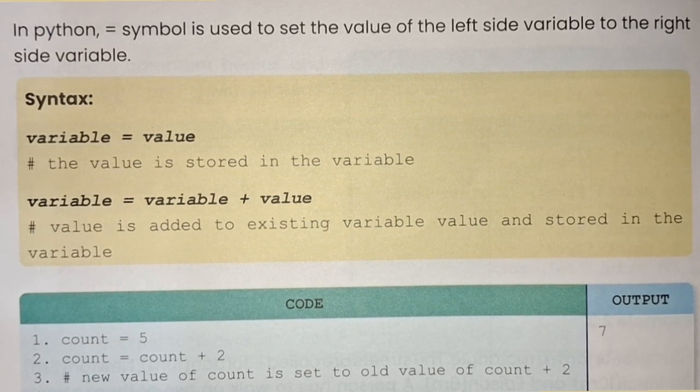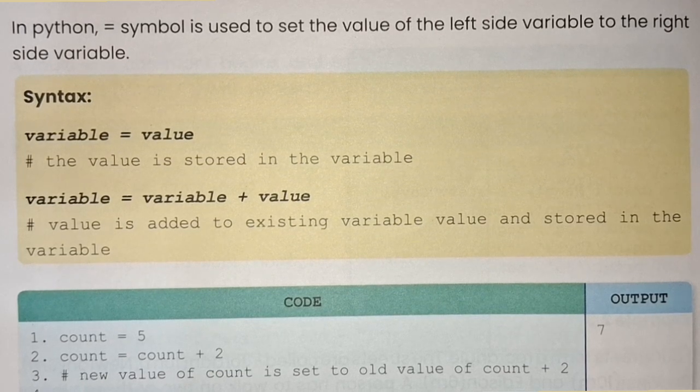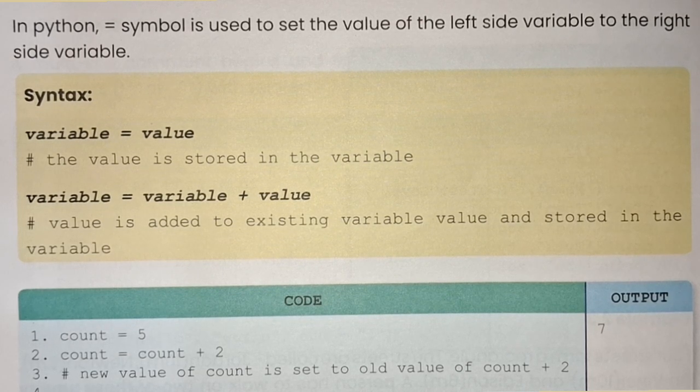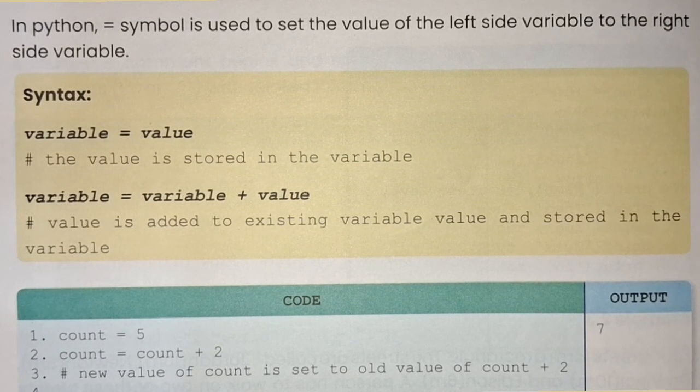Syntax: variable = value. # The value is stored in the variable. variable = variable + value. # The value is added to the existing variable value and stored in the variable.